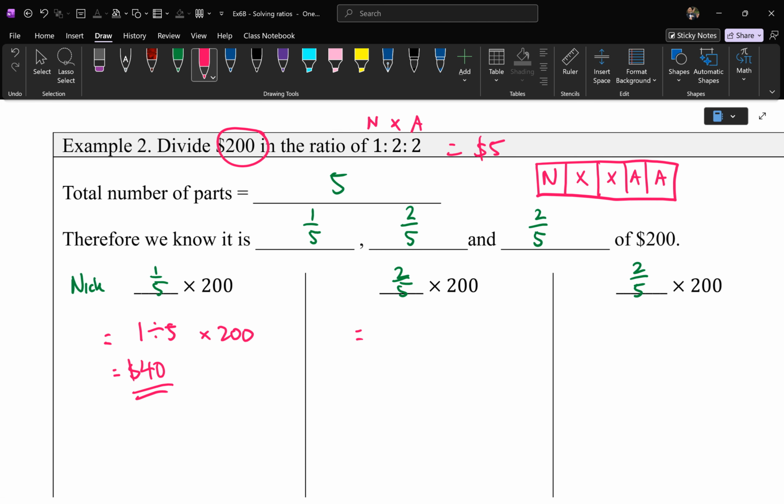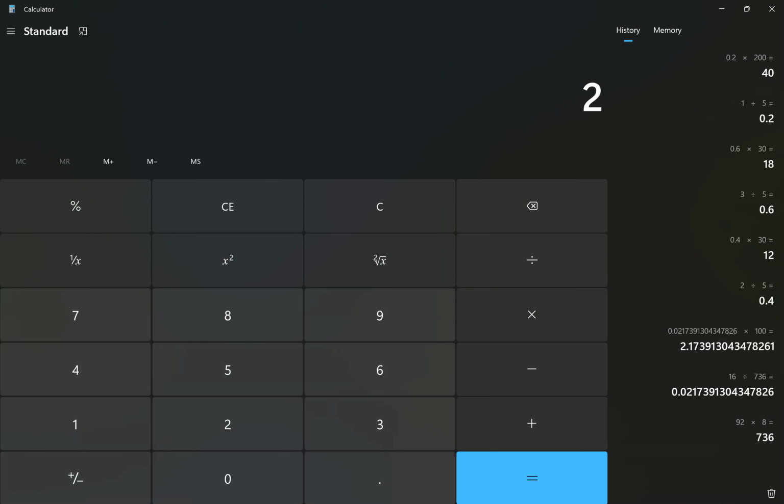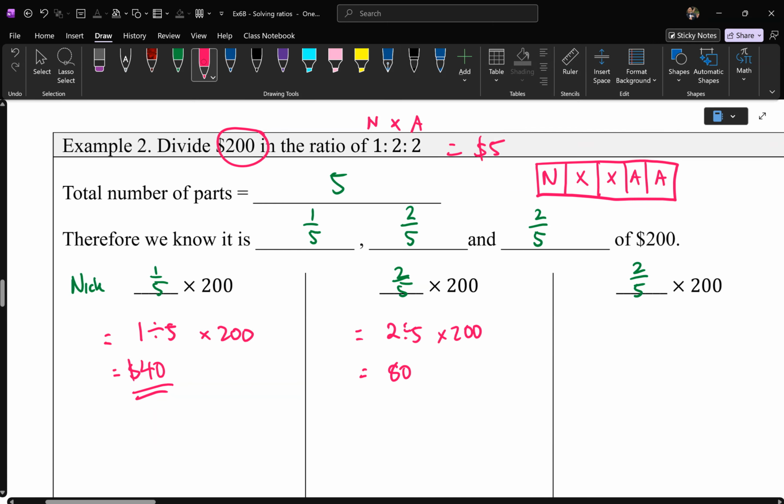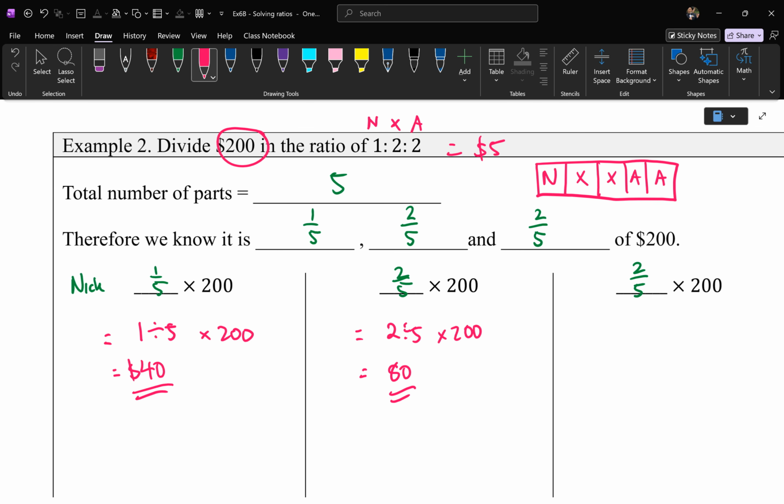But again, you can prove it. We know it's going to be 80, but we can prove it. 2 divided by 5 times 200. So 2 divide 5 times 200. Let's see. 2 divide 5, so 2 over 5. Of means times 200. And it is true. Xavier does get double because he invested double the amount. So he should get $80.